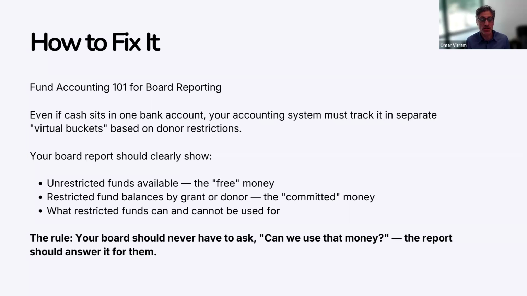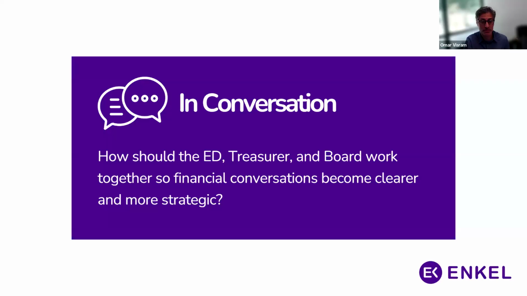Your board report should clearly show unrestricted funds available, restricted fund balances by grant or donor, and what restricted funds can and cannot be used for. So usually a summary and explanation, just to remind the users of the financial statements as to what those restrictions are. The board should never have to ask the question, can we use that money? The report should ultimately answer it for them. All right, Lee, back over to you.